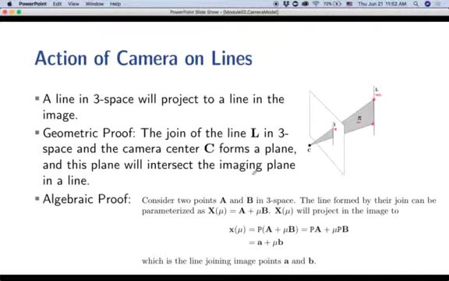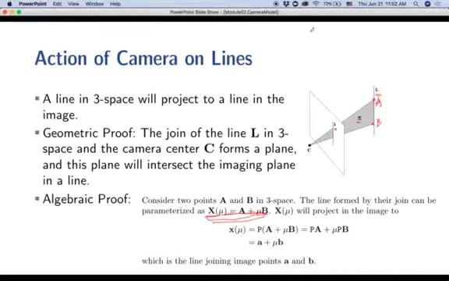Mathematics. So I consider 2 points, capital A and capital B, in 3 space. Let's say this was A and this was B. Their join is the line. So the line formed by their join can be parameterized as... So I want to spend a little bit of time here on just understanding this. How do you parameterize a line? Because this is how we are going to write lines as far as this course is concerned, even though there are some other representations that people use, but we are just going to use this parametric form.